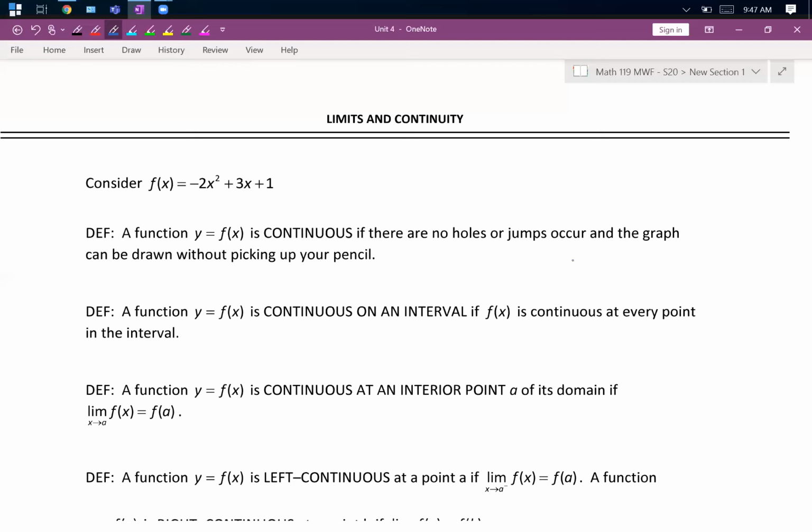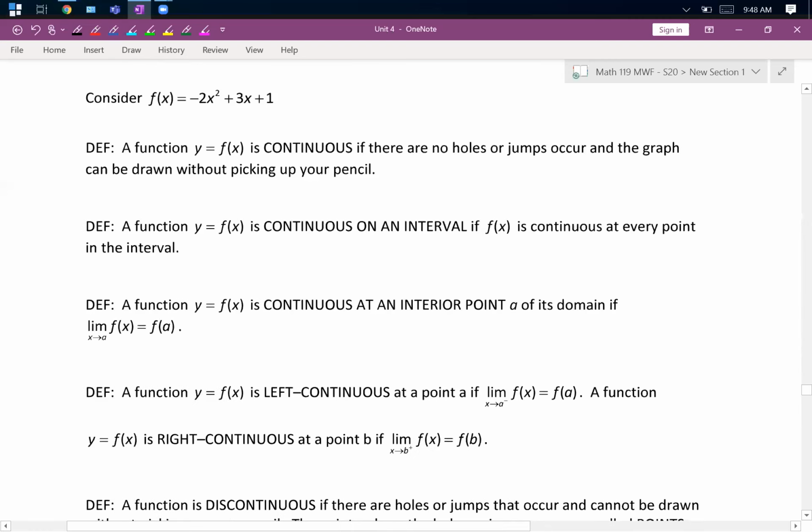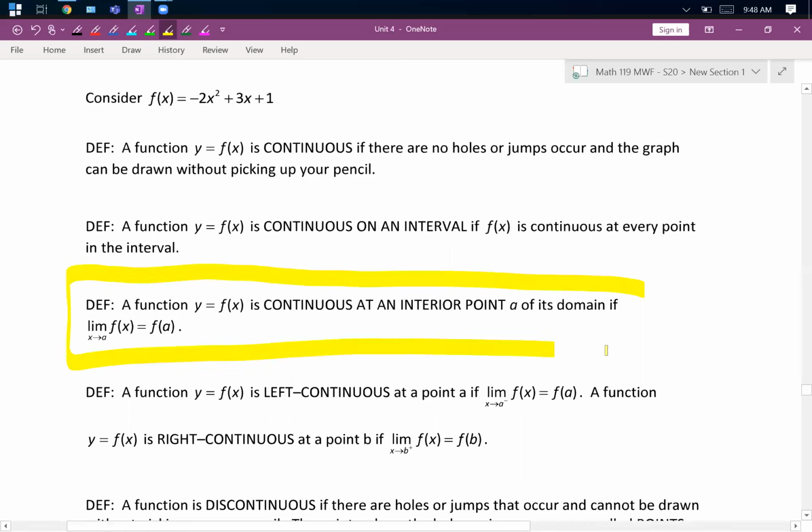So it might not be continuous for the whole graph, it might just be continuous for a section on an interval. A function y equals f of x is continuous at an interior point, call that point a, of its domain if the limit as x approaches a of f of x is equal to f of a. This is really the definition that we're kind of going to be using here.